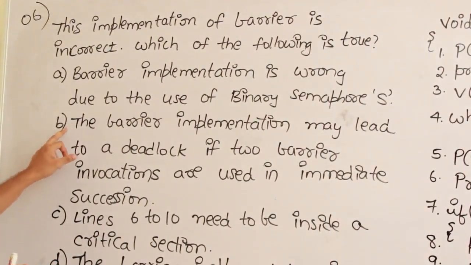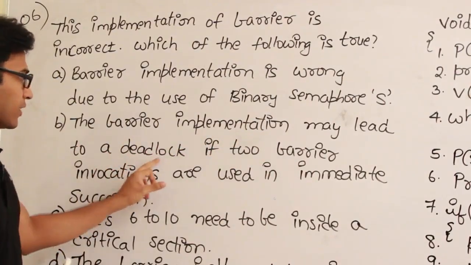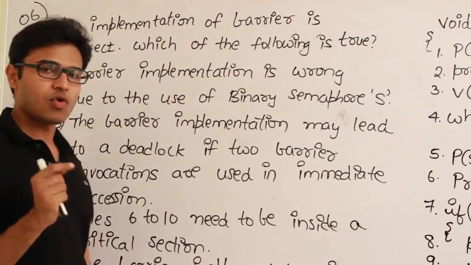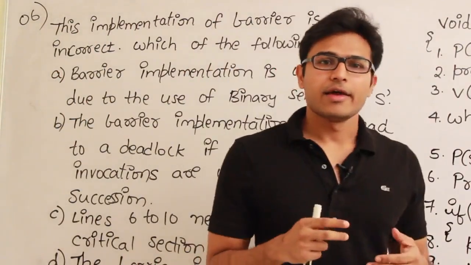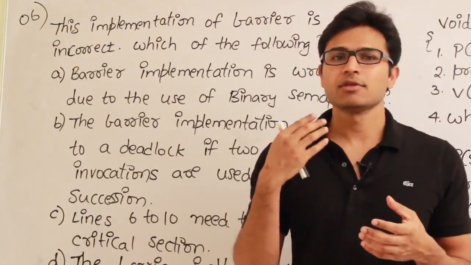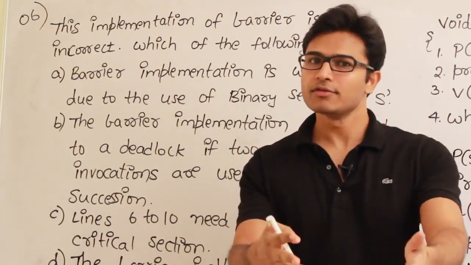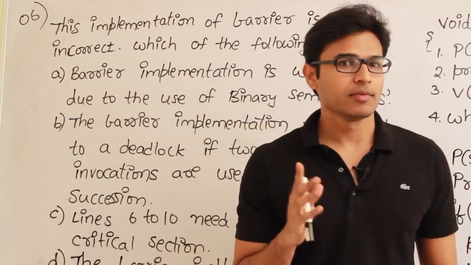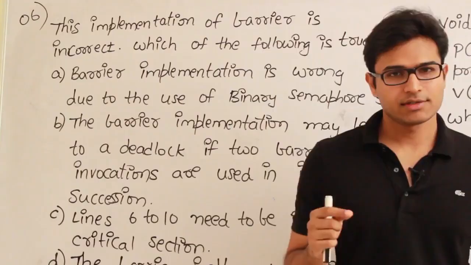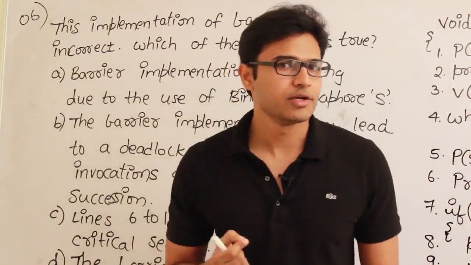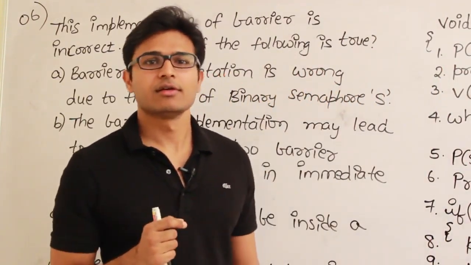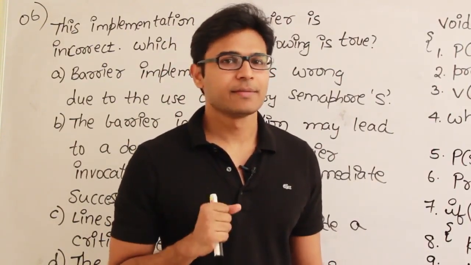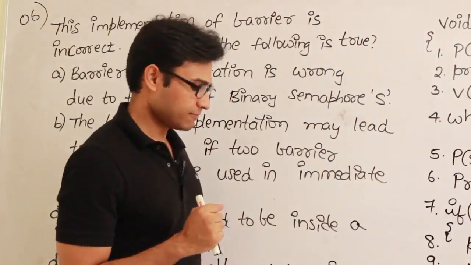And second, option B is saying that the barrier implementation may lead to a deadlock if 2 barrier invocations are used in immediate succession. What does it mean? They are saying that a set of 3 processes are using the barrier, and all the 3 processes are going to leave one after the other, and again immediately if they want to use the barrier, then there will be a problem. That is what they are saying. Now can you just observe how it could be true? Just think about it. What if I say that option B is the answer? It is true. Can you guess how it is possible? Watch it, I'll just tell you.